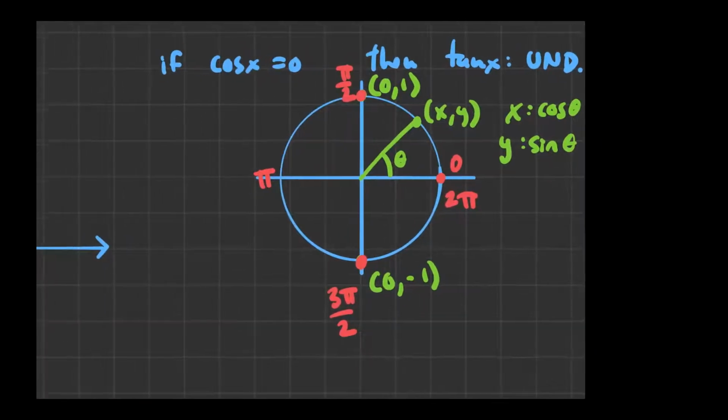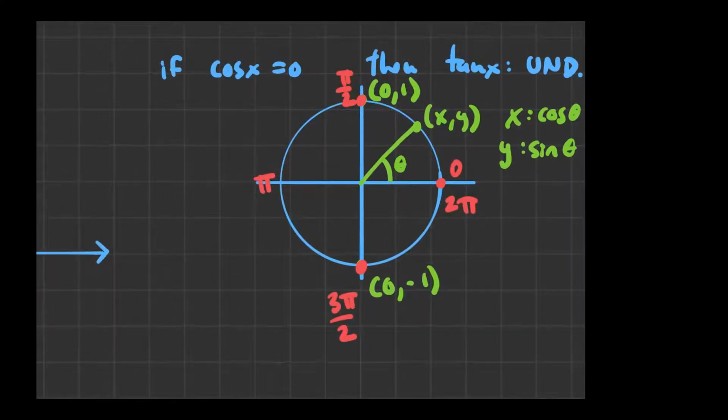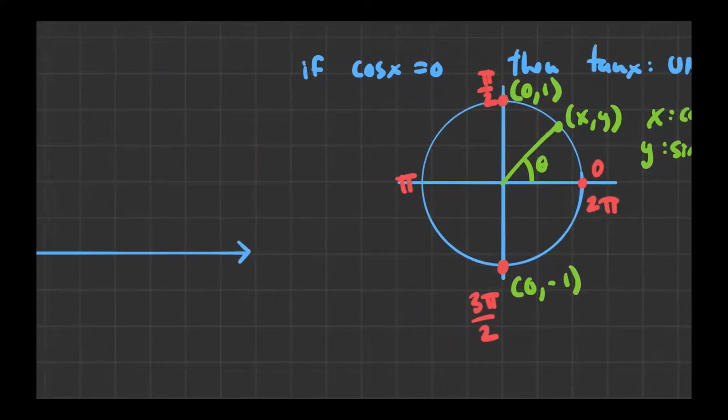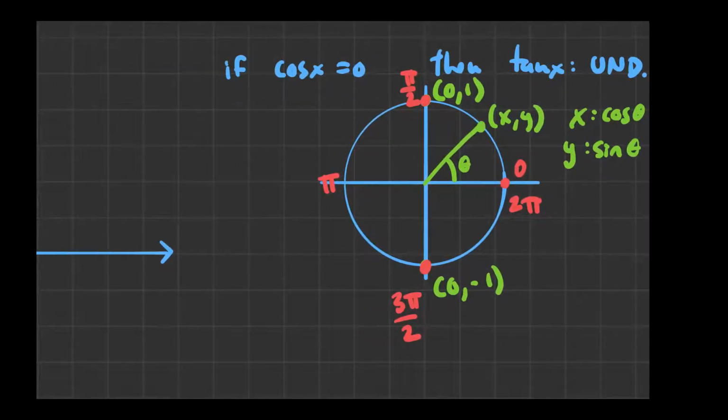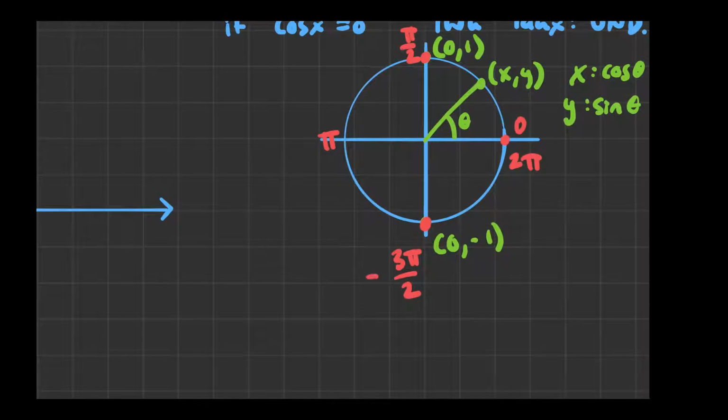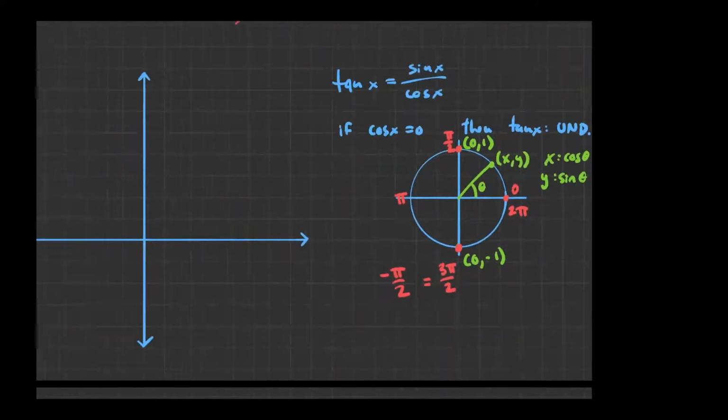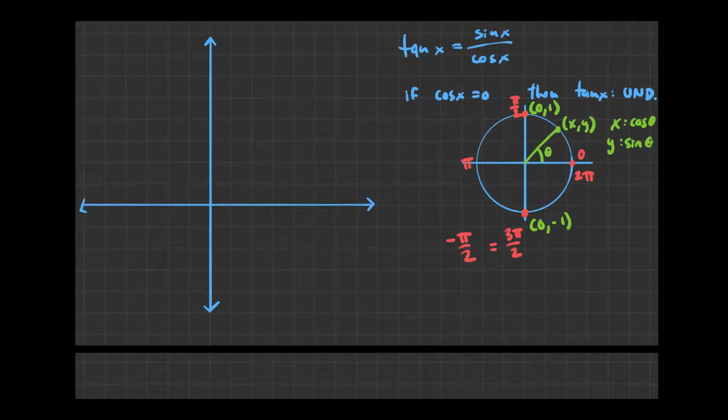So anytime we have an angle of pi over 2 radians or 3 pi over 2 radians, we have a bit of a problem. Another thing we can think of is going in the negative direction. So if we wanted to, we could think of this as negative pi over 2 radians. So let's think about the values that we're not allowed to be equal to, and take it from there.